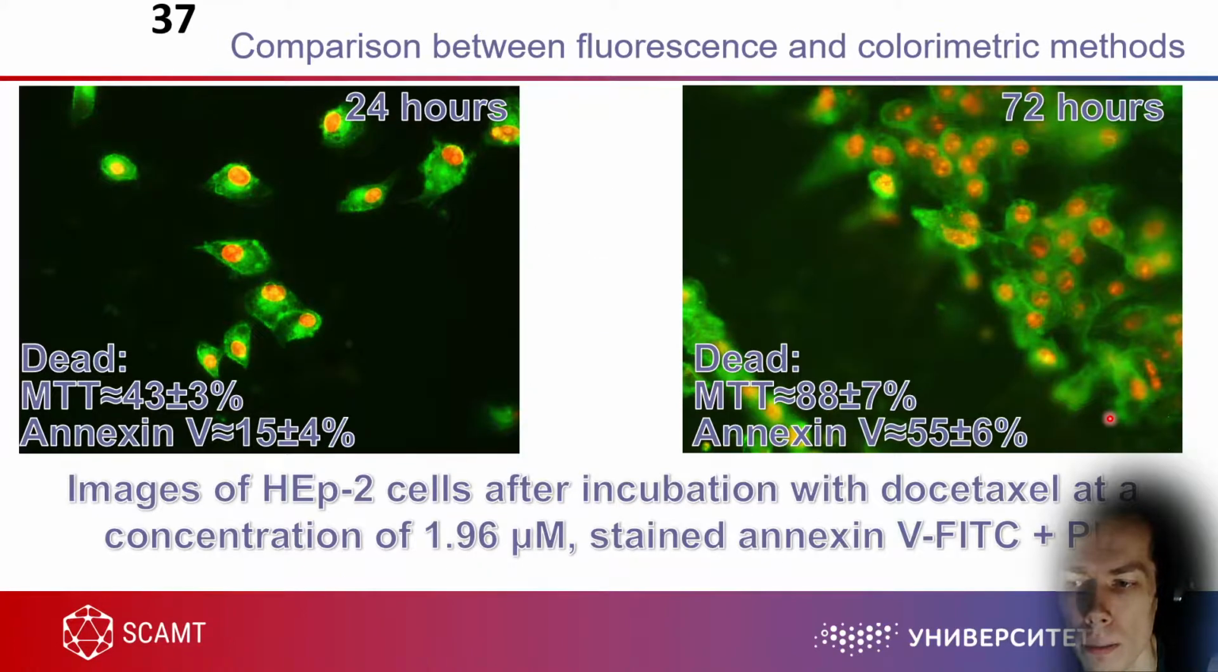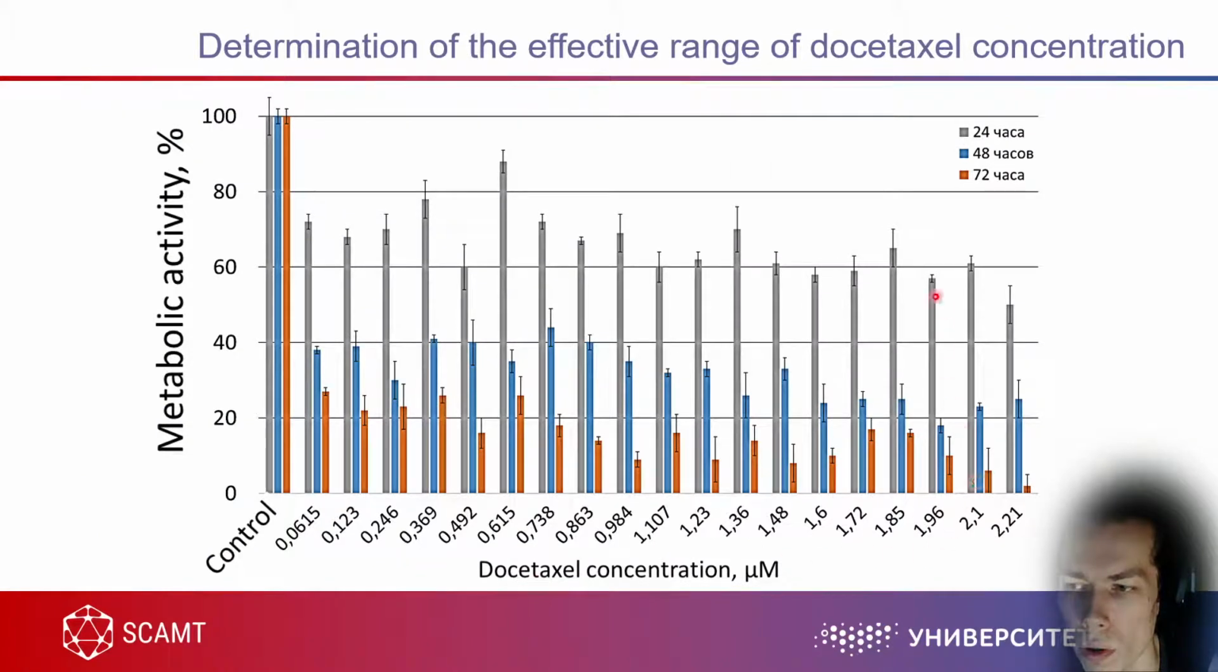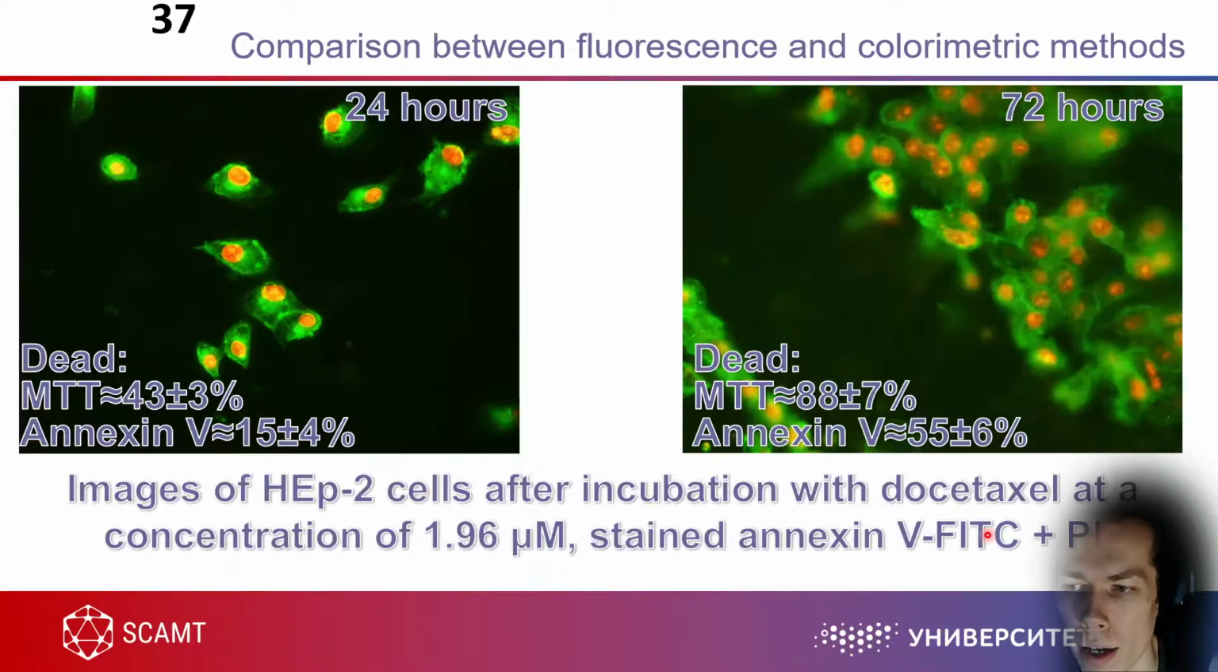And when you use some fluorescent staining to understand what is going on, well, in some cases you can obtain this answer, but you need to think a bit to understand what really happened to your cells. Because here what we see, 24 hours, it's a concentration of almost 2 micromoles. As you can see here, it's one of the biggest concentrations used. And according to MTT assay, after 24 hours, the percentage of dead cells is like 43%.